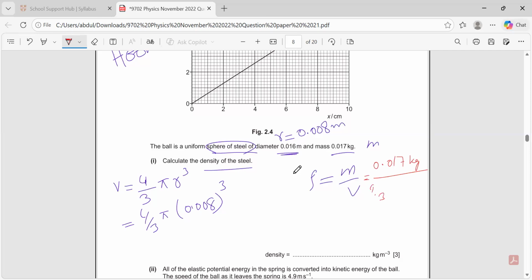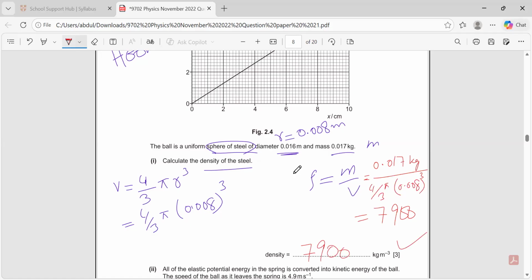So here 4 by 3 pi r cube means 0.008 cube. And when I'm simplifying, my dear friends, you have the calculators, you can check it out. So the answer after rounding off to two significant figures is 7,900, because it is steel. So the density of solids is more. So that is 7,900 kilogram per meter cube.